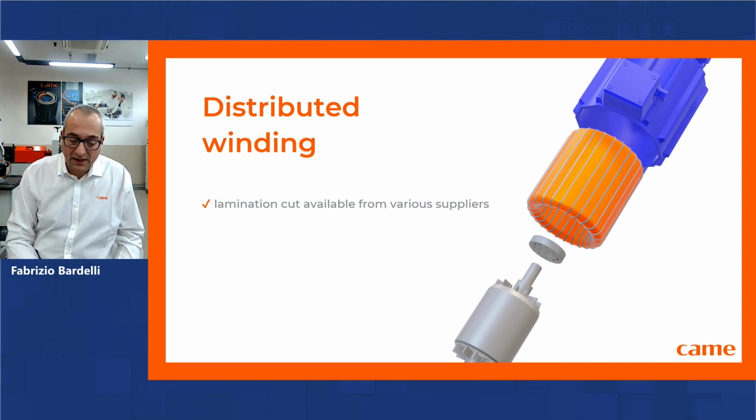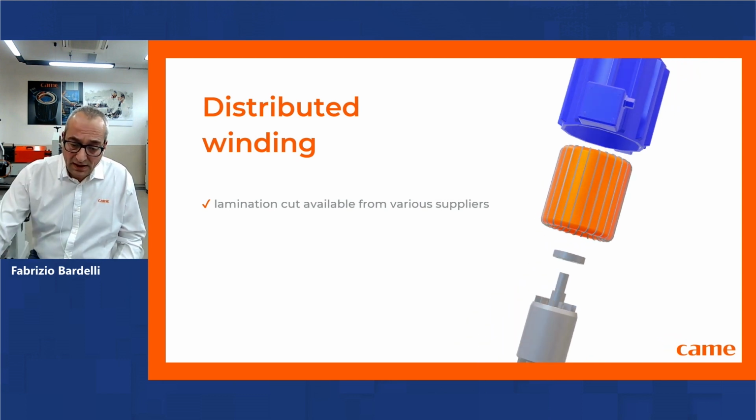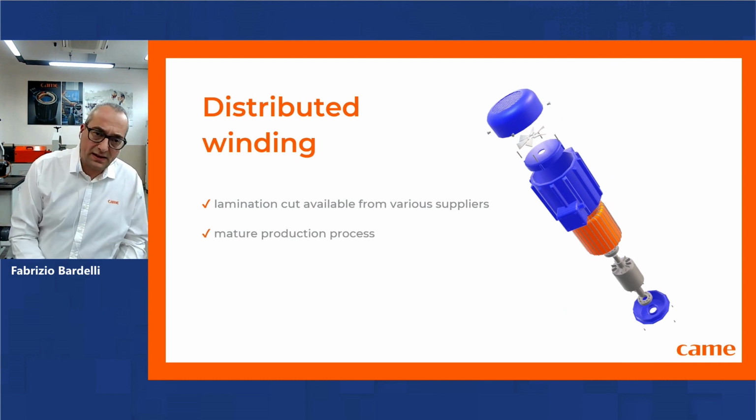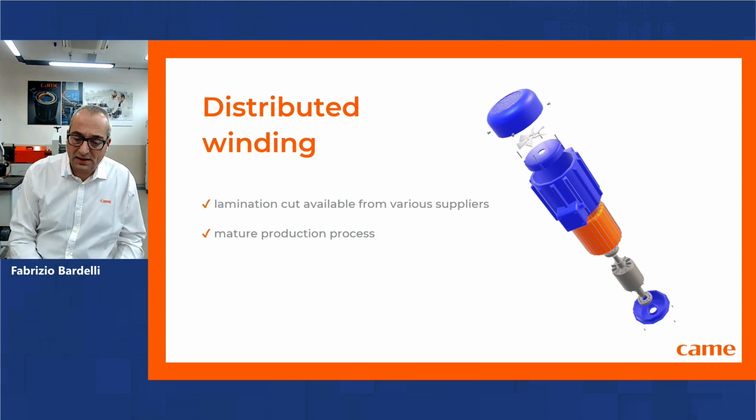The first advantage is that the lamination cut is available from various suppliers. Just think that only in Italy we have 5 partners for this cut, which means that you can easily find this cut from different suppliers, which is the same or very similar. The second one is that we have a mature production process. Starting from the 60s of the last century, we saw the first semi-automatic production lines, and in the late 80s or 90s, the first automatic production lines. So the production process is really very mature.